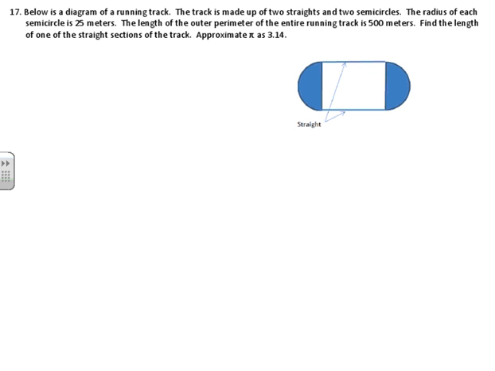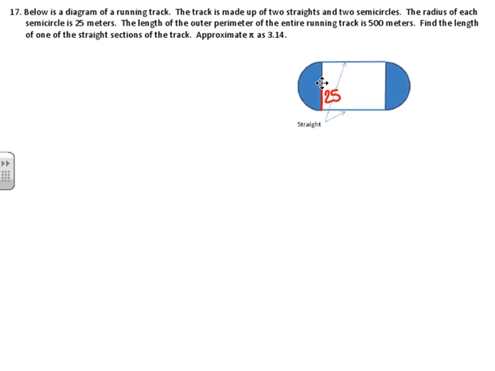Okay, final problem. We have a diagram of a track. It's made up of 2 straights and 2 semicircles. The radius of each semicircle is 25 meters. I'm going to label that. And the total perimeter of the whole thing is 500 meters. Find the length of one of the straight sections.